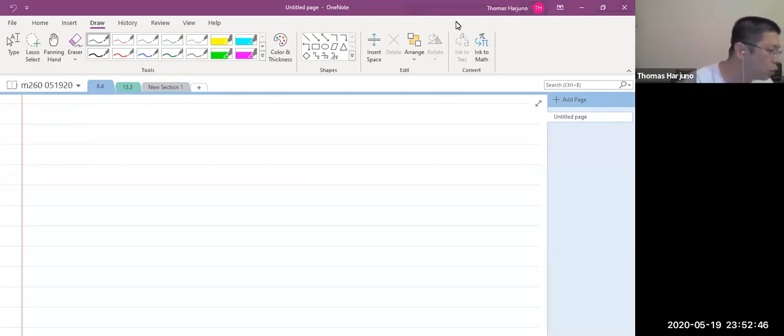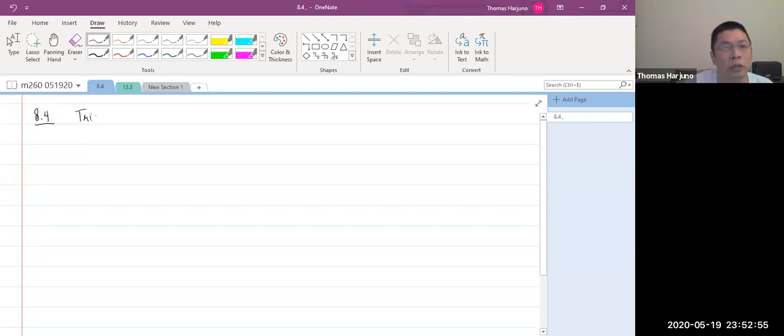Now, solving trigonometric equations, there are a couple things we need to remember. 8.4 trig equation.